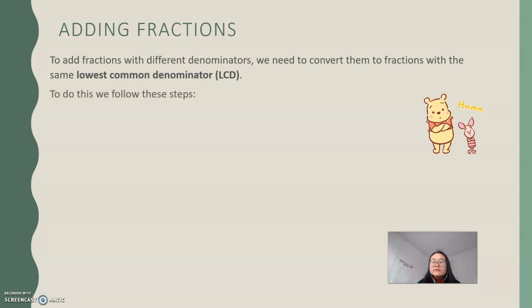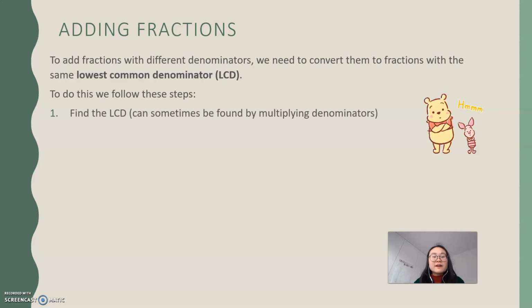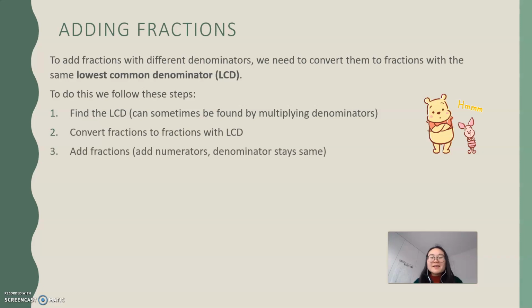Okay, so if you follow the next few steps when you're adding fractions with a different denominator, you can't go wrong. The first step is you need to find the lowest common denominator of the 2 fractions, or however many fractions you have. Then convert the fractions that you have to fractions with the same lowest common denominator, and then add the fractions.